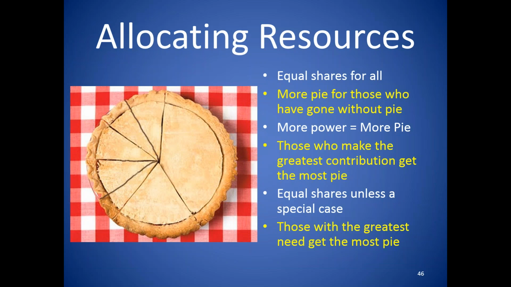Okay, the ethical component of policy. How do we allocate resources? Using a pie rather than health services is the example. We can carve the pie into slices in a variety of ways. Will everybody get an equal size share? Will we give more pie for those who have gone without pie in the past? Will the most powerful people get the largest slices of pie? Will those who make the greatest contribution to making the pie or the healthcare system get the most as a result of their contribution? Should we say equal shares except for special cases? Or finally, those with the greatest need get the most? And at some point in policy, we need to decide how we're going to allocate our resources.